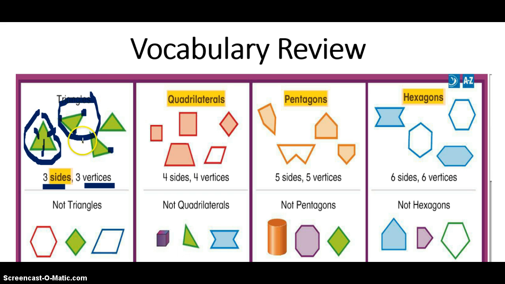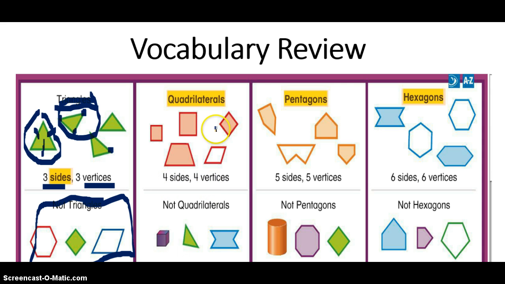So as we go through the shapes, I want you to repeat the shape names with me. So let's start with triangle. And we can see here that these are not triangles because they do not have 3 sides or 3 vertices. Now let's look at some quadrilaterals. I want you to say quadrilateral after me. Quadrilateral. A quadrilateral has 4 sides and 4 vertices.